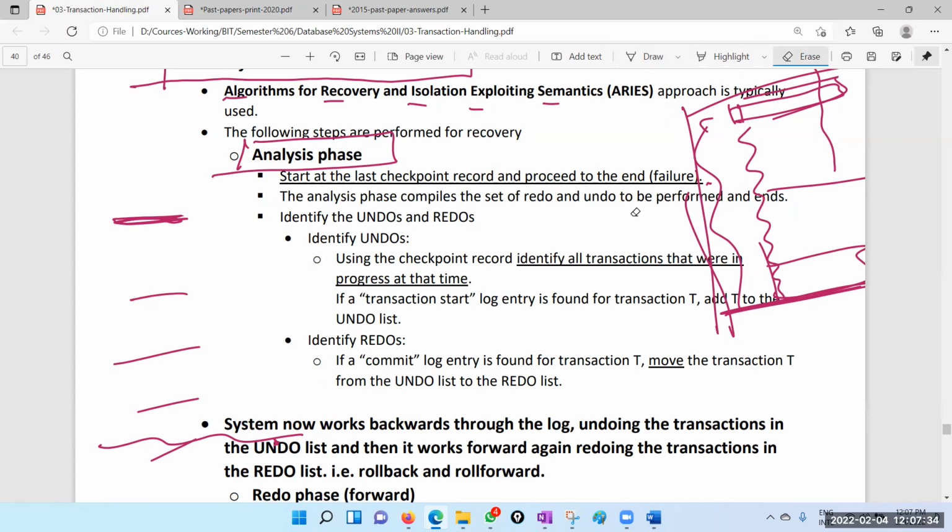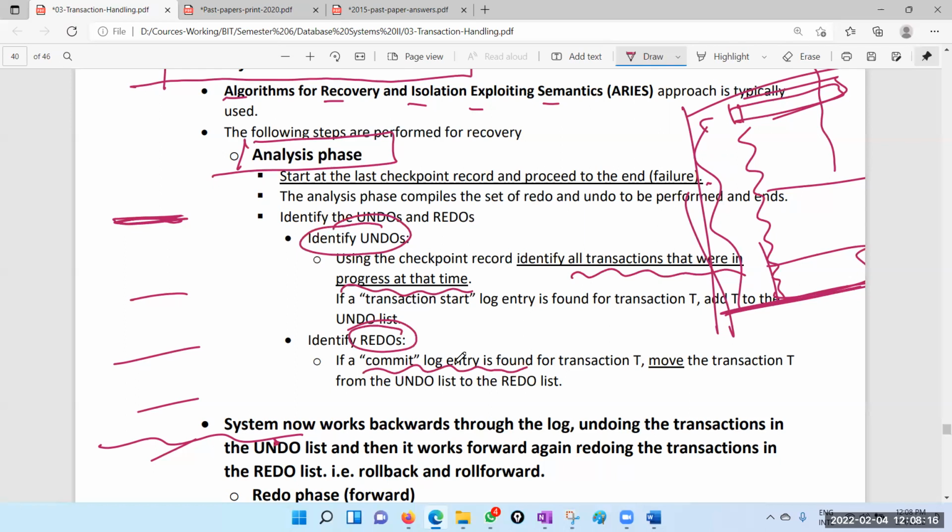The analysis phase compiles the set of redo and undo operations to be performed. It marks which things we want to redo and which things we want to undo. So how do we identify the undo things? All transactions that were in progress at that time must be undone. Then what has to be redone? Committed transactions must be redone.